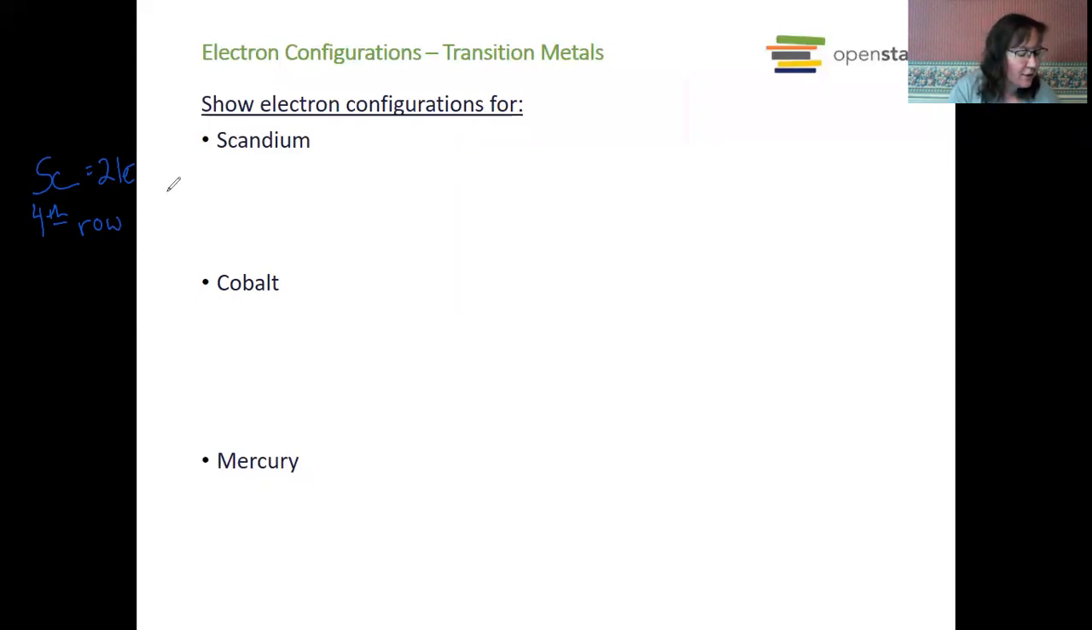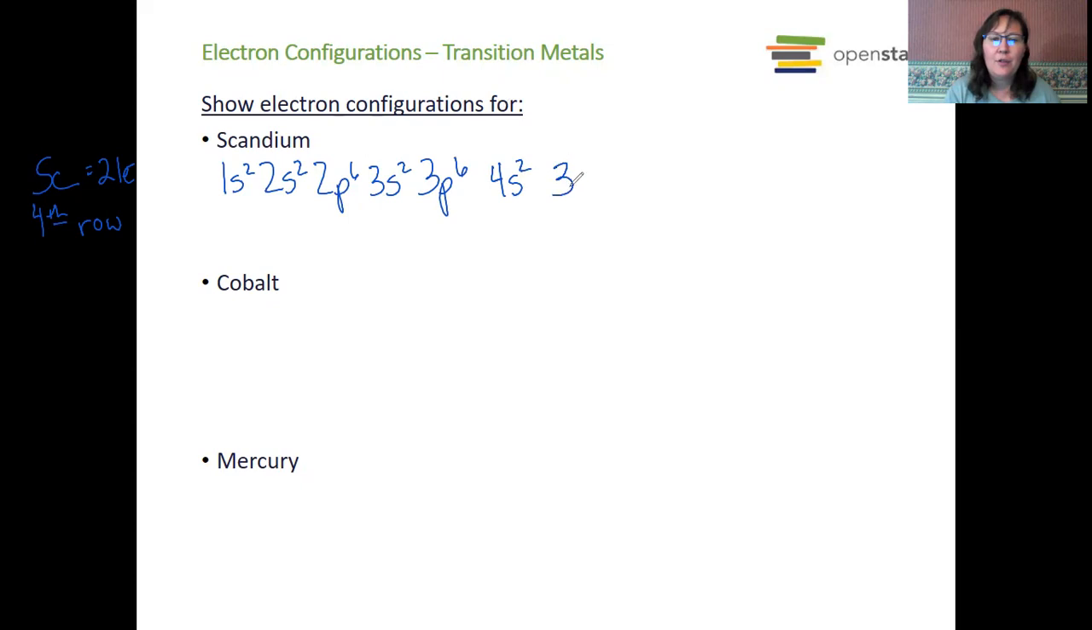So we'll get there. Because it's in the 4th row, we know we can add everything through our 3rd row right away. 1s2, 2s2, 2p6, that's 2nd row. Now 3rd row is 3s2, 3p6, and we're in the 4th row. And so we look at where scandium is, and we see that we have 4s2, that's potassium and calcium, and then we have 3d1, and that's because that 4s orbital is lower in energy than 3d orbitals, and that's why it's filled first.